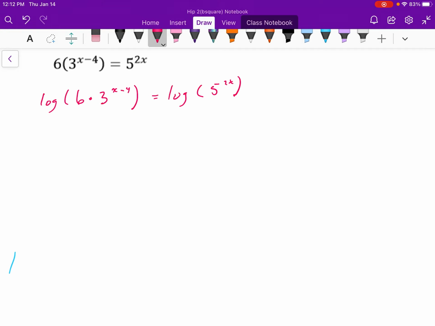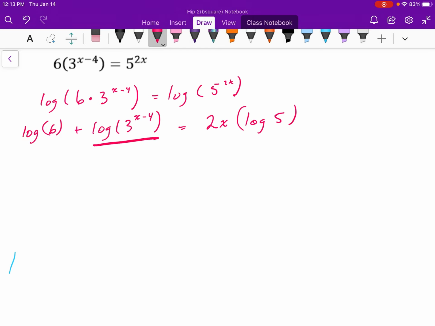And right now on the left-hand side, I'm going to use the product law for logs. The log of a product is really the sum of the log of the factors. So this ends up being log of 6 plus the log of 3 to the power of x minus 4 is equal to, now on the right-hand side, I'm going to choose to simplify this by using the power law, and this will be 2 to the power of x log 5.